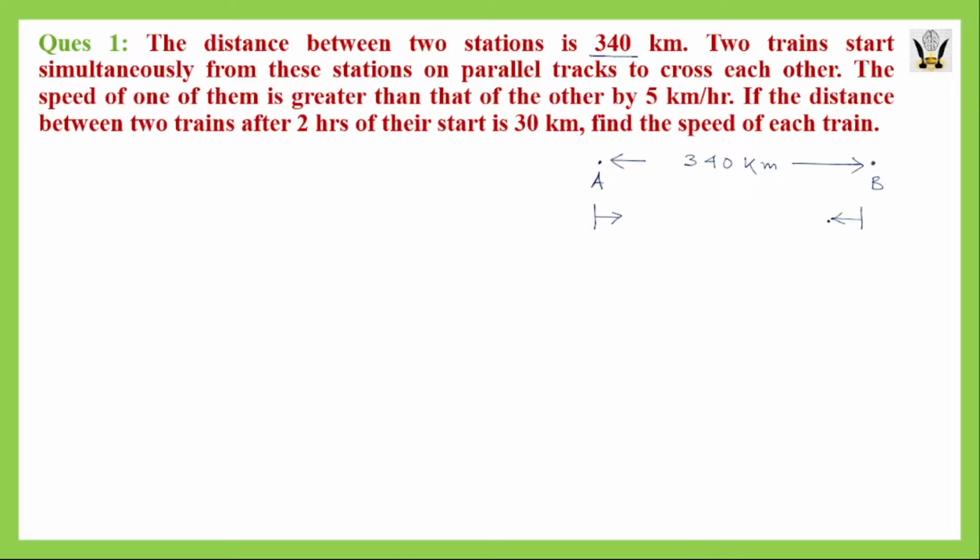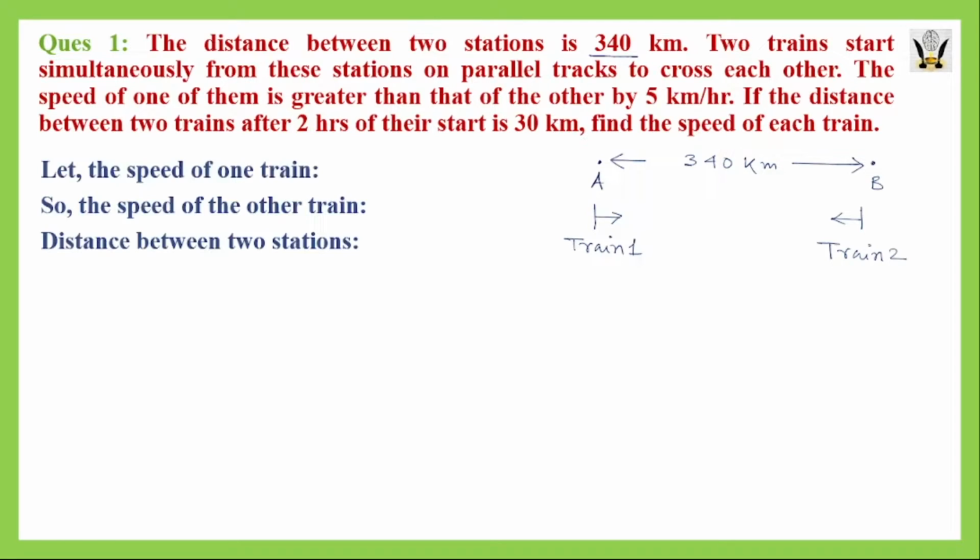And there is another statement in the problem sum: the speed of one of them is greater than that of the other by 5 kilometer per hour. Now suppose the speed of one train is x kilometer per hour. Let's assume that, since the speeds of both the trains are not known, and as per the problem statement the speed of the other train is 5 kilometer more than the first one. So here the speed of the other train will be x plus 5 kilometer per hour, that is the unit. Now let's assume that this is our train 1 and this is our train 2.